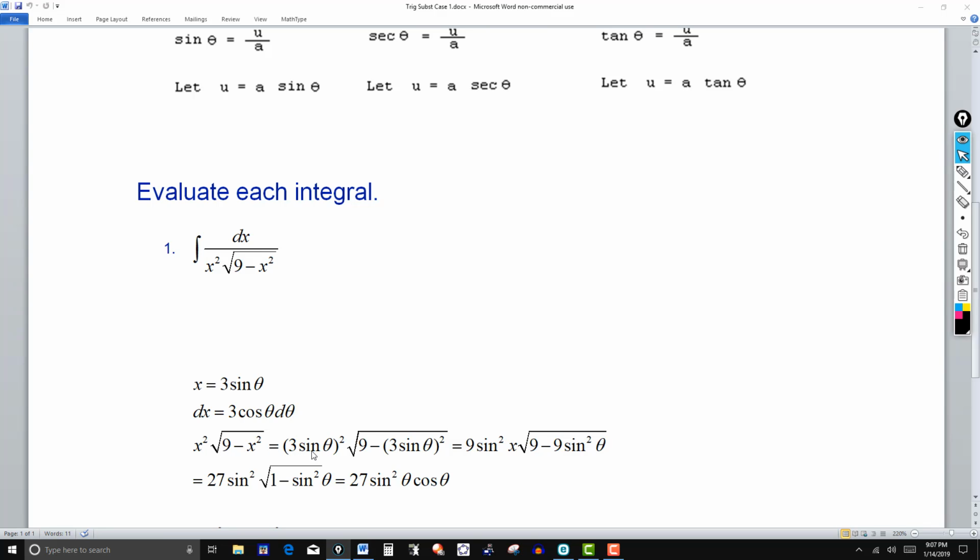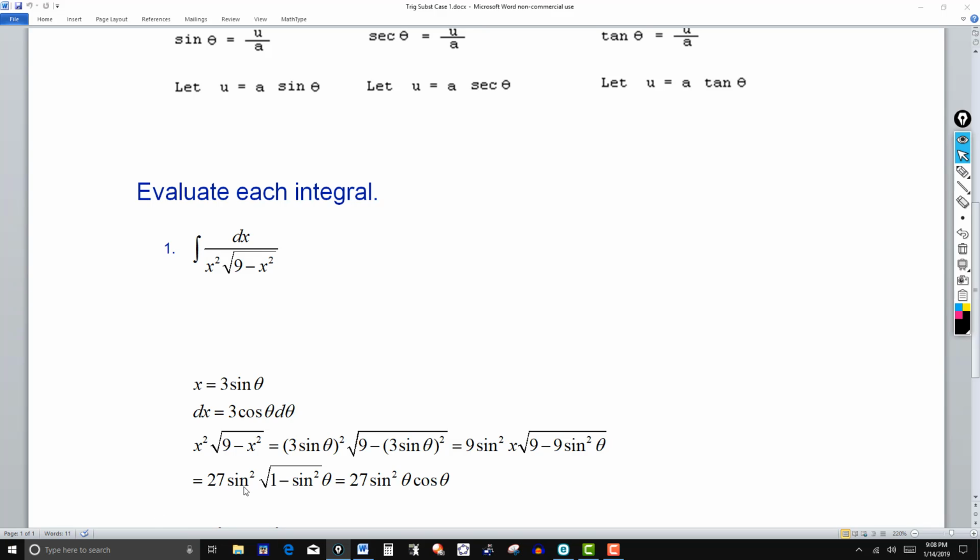And then in the radicand over here, it'd be 9 minus x squared, where x is 3 sine theta, squared. There it is. I go through the procedure and square it, and I get this: 9 sine squared theta, square root of 9 minus 9 sine squared theta. And then I just simplify this. Now I get 27 sine squared, square root of 1 minus sine squared.